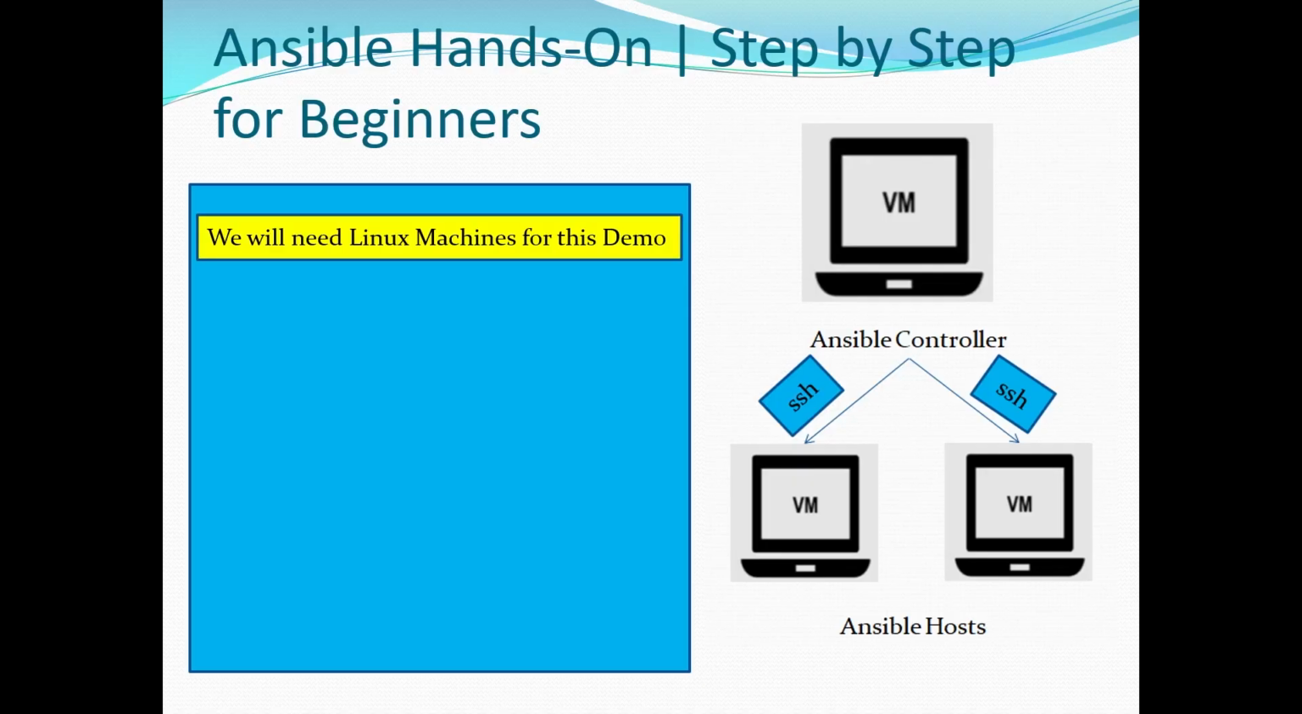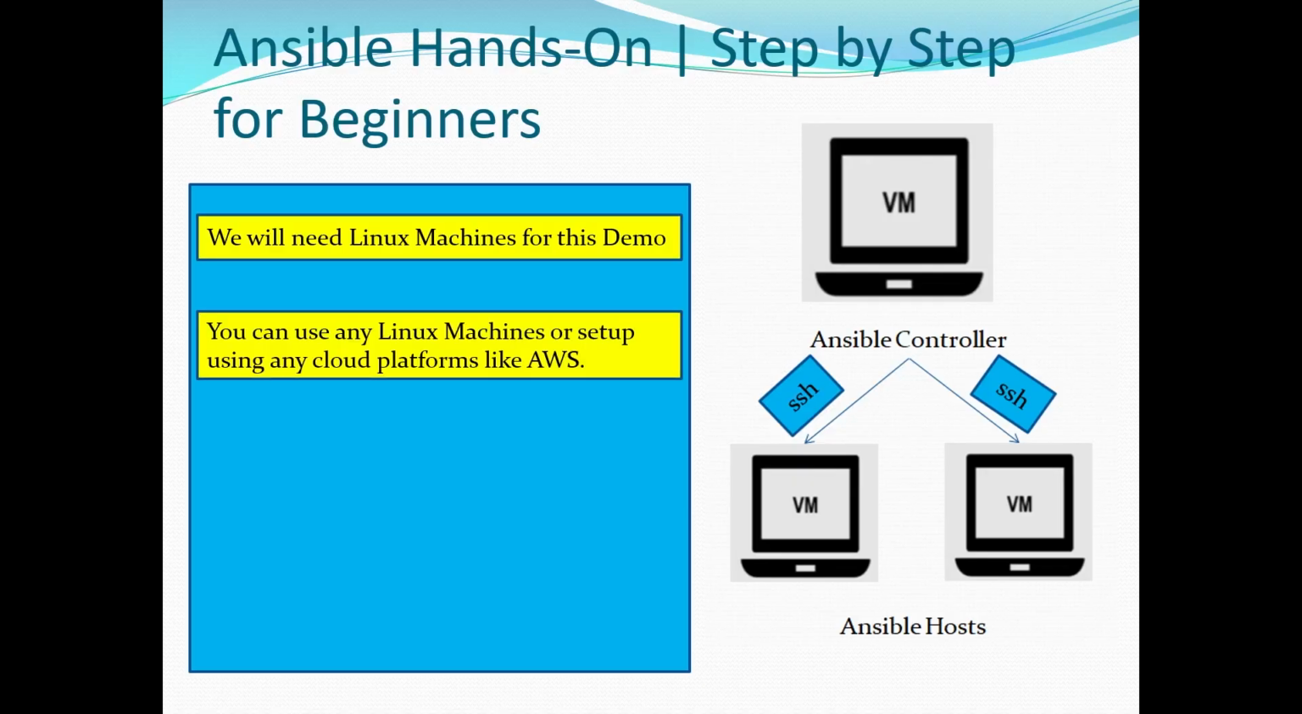So for that, we'll be needing Linux machines for this demo. Please remember that. And I will be using Vagrant. I'll tell you what it is. You can also use Linux machines or set up using any cloud platform like AWS or Azure. It's totally your choice. But I'll be using Linux virtual machines.